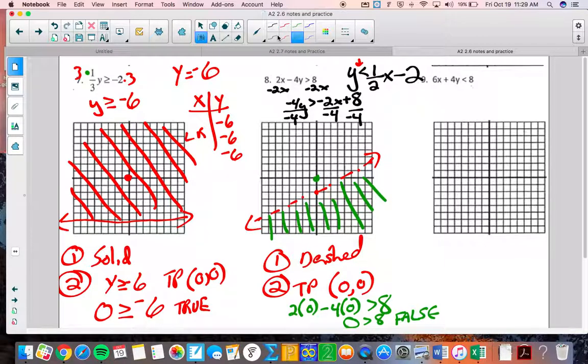Number 9. Go ahead and solve that thing for y, which means you're going to subtract 6x from each side.